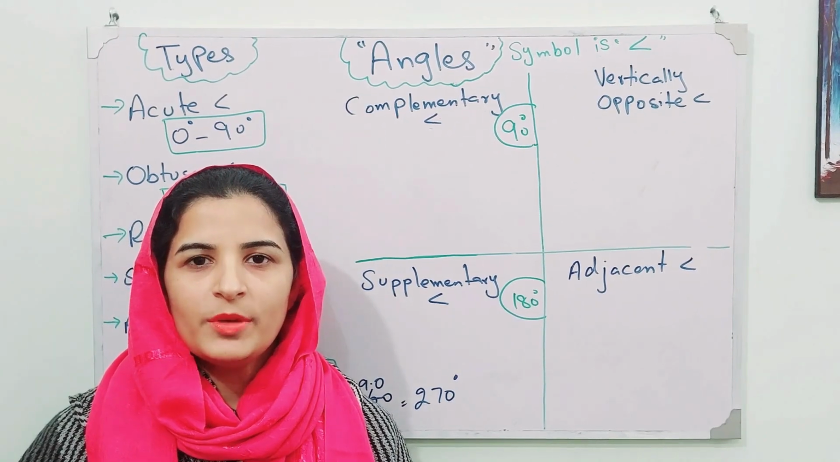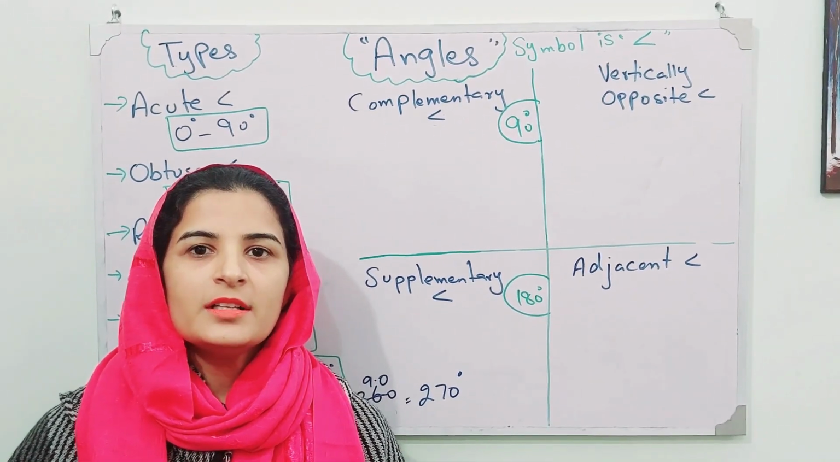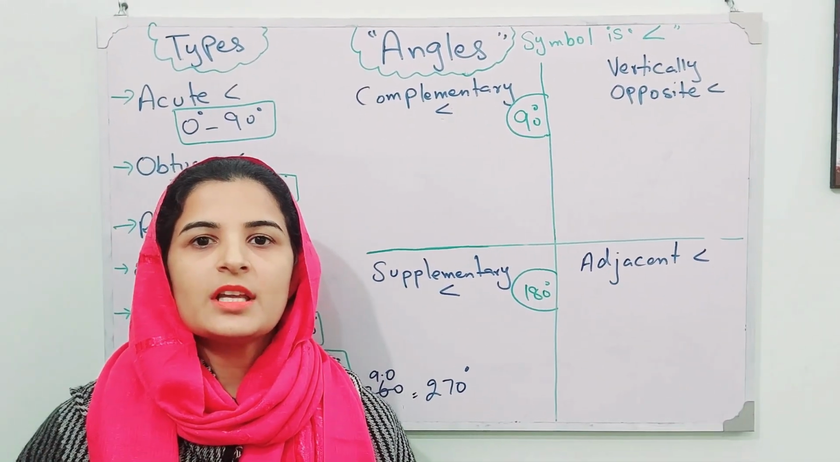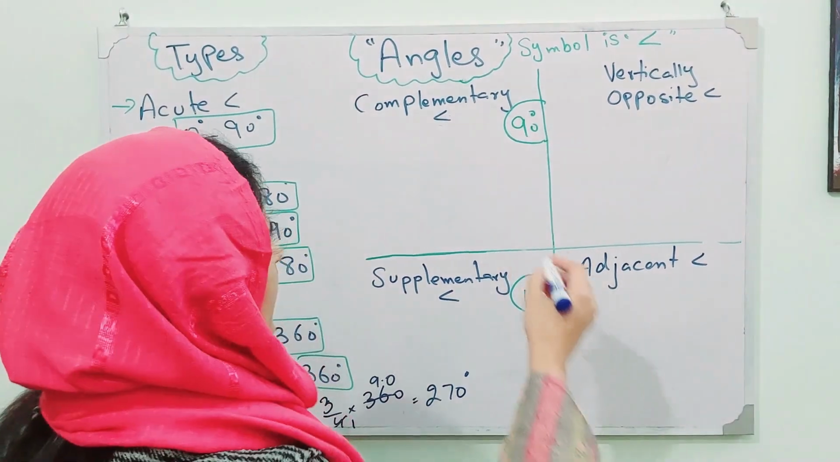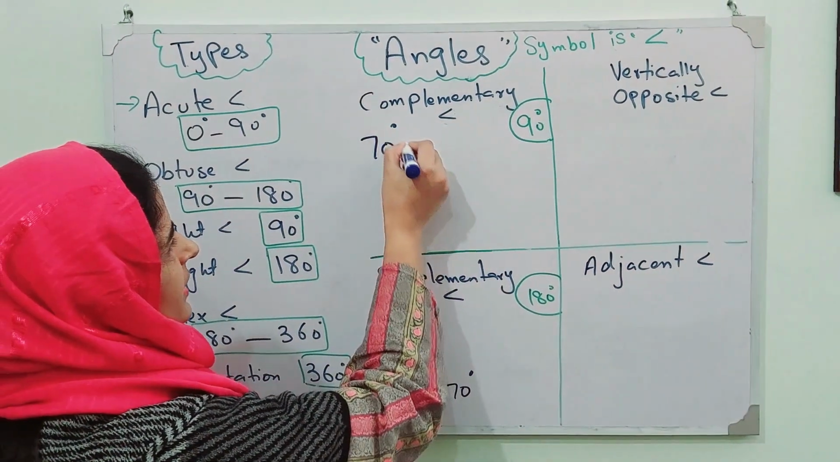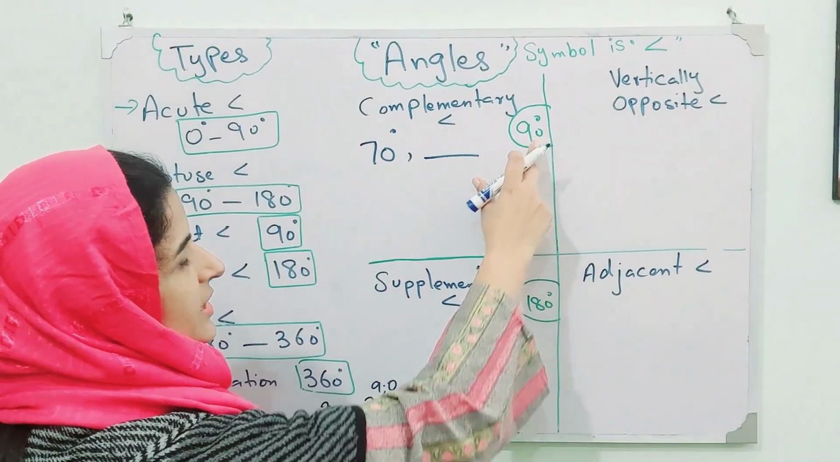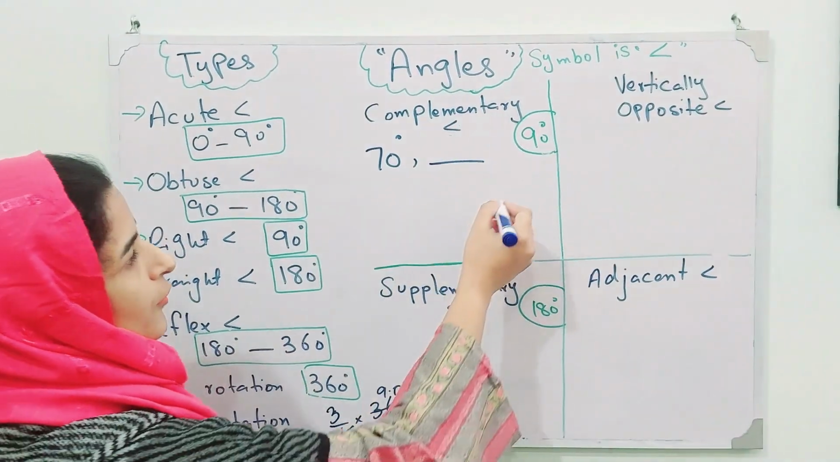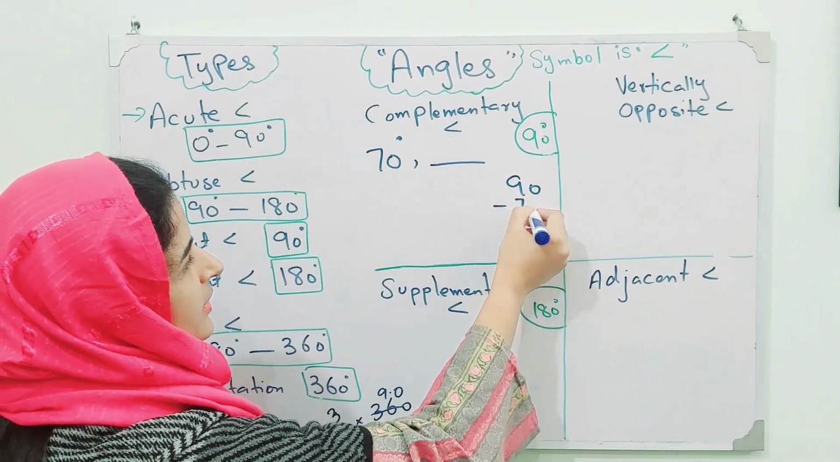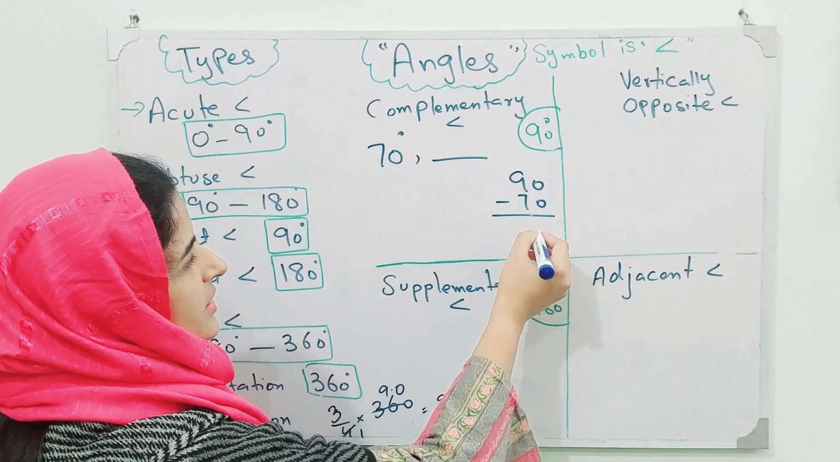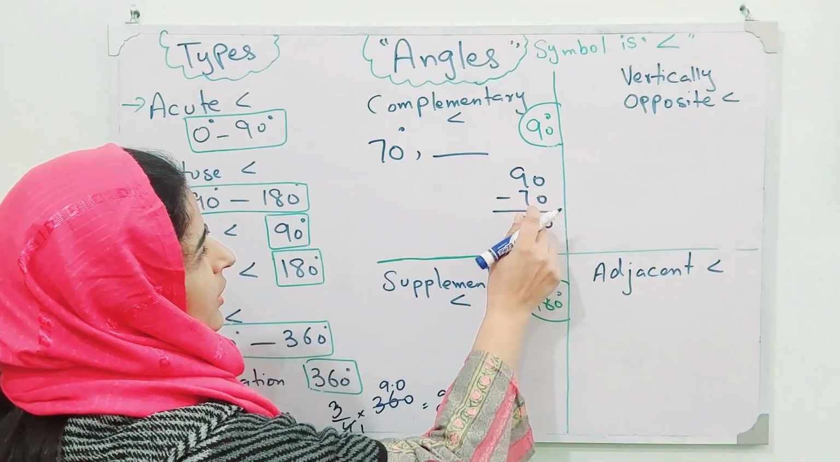So let's talk about complementary angles. Complementary angles are those two angles which make the sum of 90 degree. For example, if one angle is 70 degree, you have to find out the other angle which will make the sum of 90 degree with this 70 degree. For this purpose, you can subtract 70 degree from 90 degree. Your answer will be 20 degree.